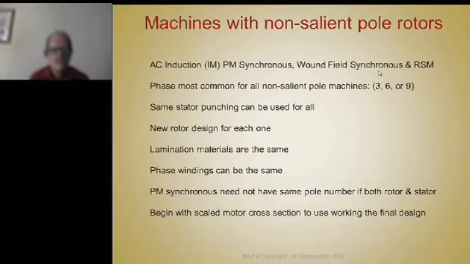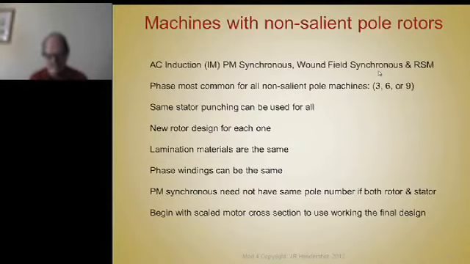The machines with non-salient pole rotors are induction and PM, and some common characteristics of them here we'll summarize again. You can use 3, 6, 9 phases. They use the same stator punching for all of these. You need a new rotor design for each one. The active materials lamination grades are the same. Phase windings can be the same. The PM synchronous need not have the same number of poles in the rotor and the stator where the other two machines do. That might surprise you.